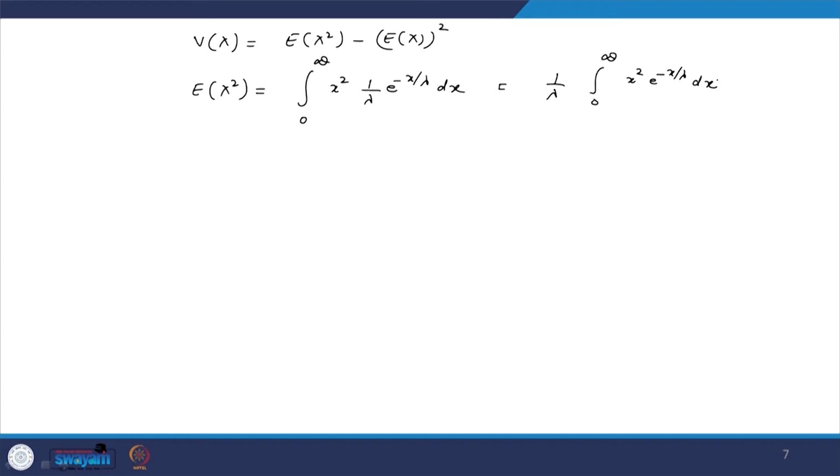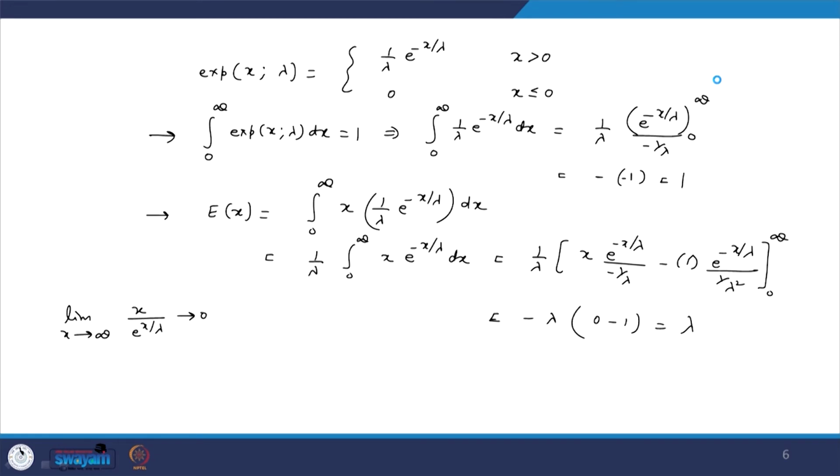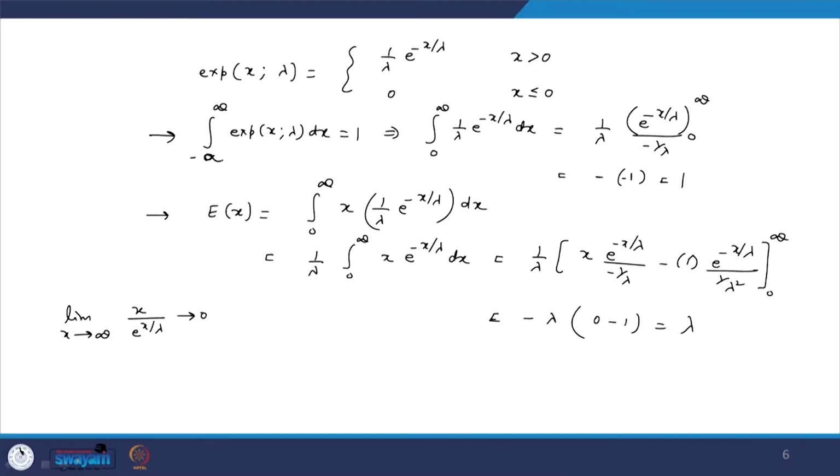See, for this distribution it should be from minus to plus infinity, but since for x less than or equal to 0 it is 0, I am not considering the negative side, because it is 0 here when x is less than or equal to 0. So, I am not taking it into picture.